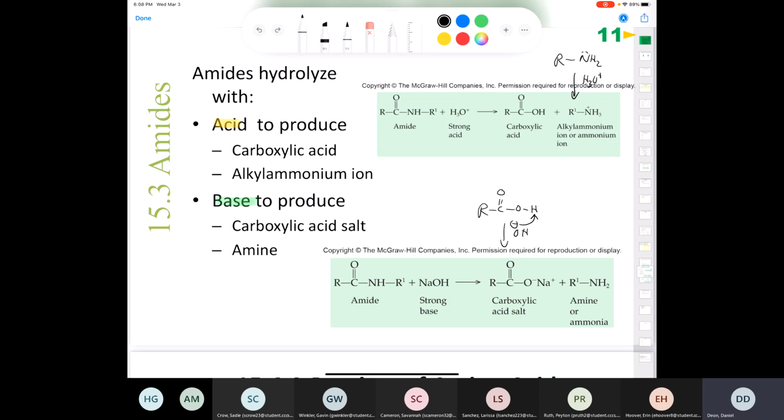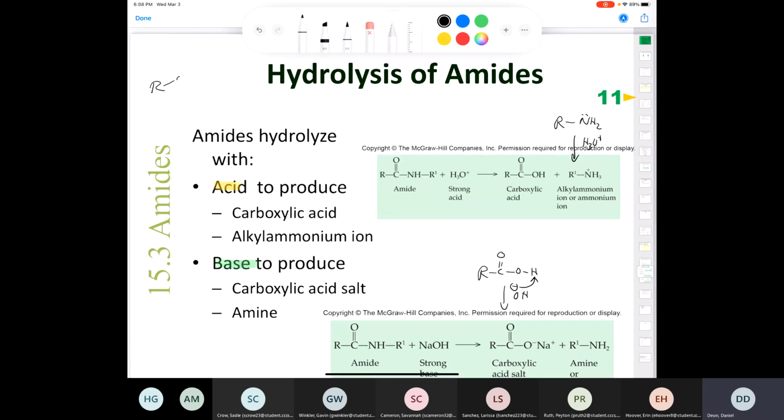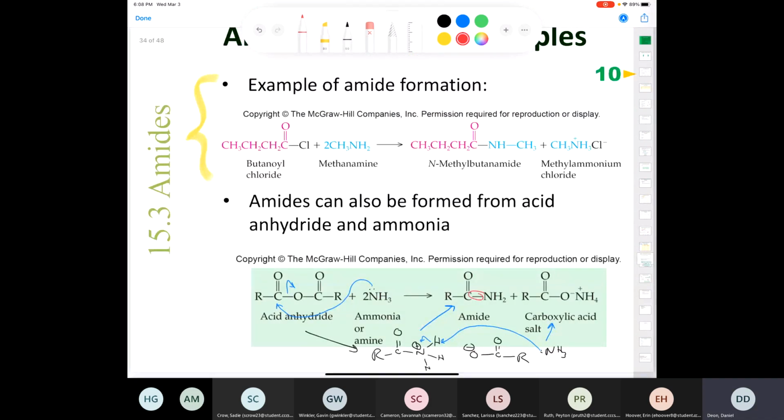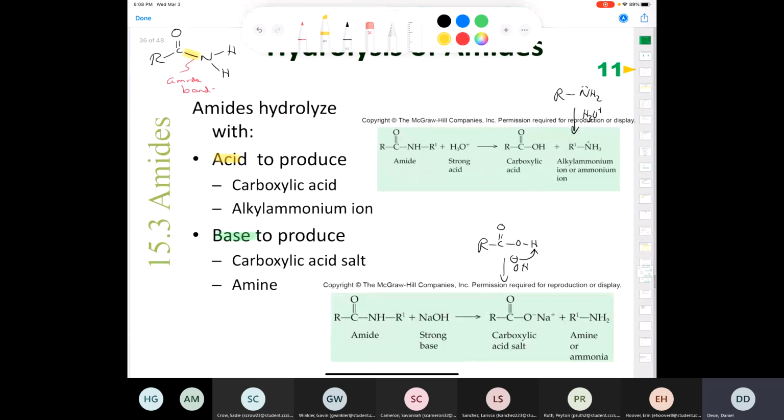Now again, what is the bond that's broken during amide hydrolysis? The amide bond. Remember I taught you this several slides ago. If you look at the structure of an amide, the bond between the carbon and the nitrogen, this bond right here, that is the amide bond. That's the one that was formed on this slide here. You formed an amide bond here. And when we do the hydrolysis of an amide, that's the bond that gets broken. This bond here, the amide bond.